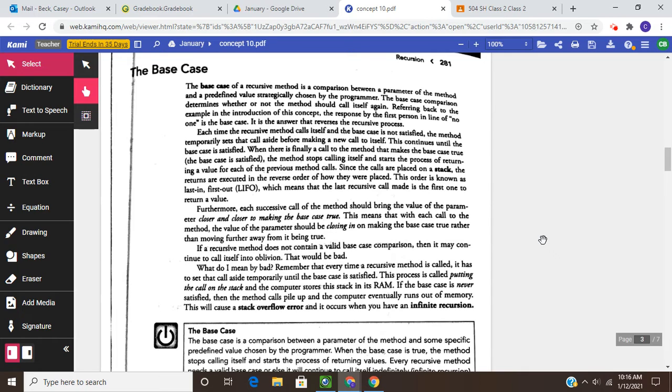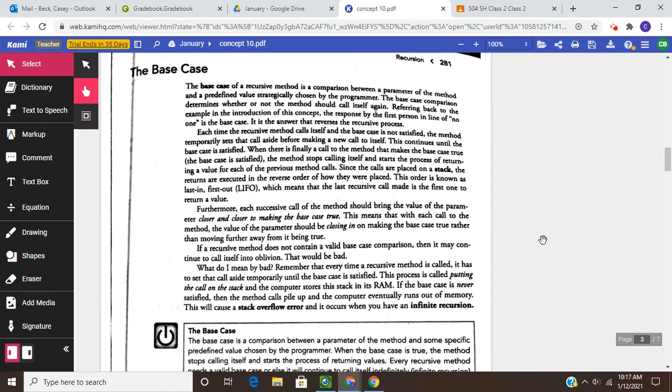Furthermore, each successive call of the method should bring the value of the parameter closer and closer to making the base case true. This means that with each call to the method, the value of the parameter should be closing in on making the base case true, rather than moving further away from it being true. If a recursive method does not contain a valid base case comparison, then it might continue to call itself into oblivion. That would be bad.